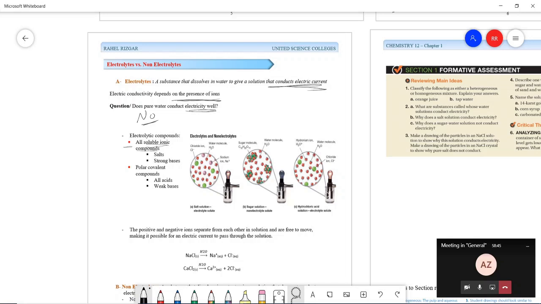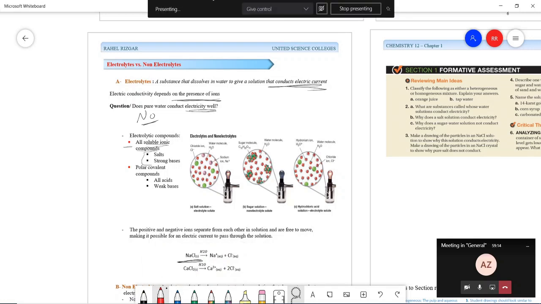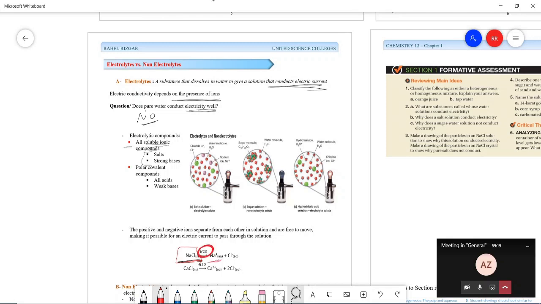So for ionic compounds, you know what the ionic compounds are. If we have a cation and an anion, from the two tables that I told you yesterday, and they dissolve in water, such ionic compounds, either salts or strong bases, are electrolytes. For example, NaCl. Look here, it's NaCl. NaCl is a salt. When dissolved in water, see, it separates into its original ions.